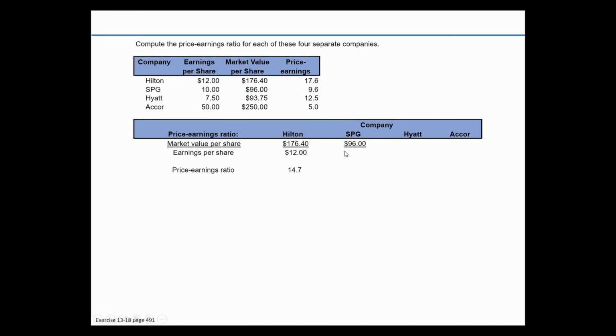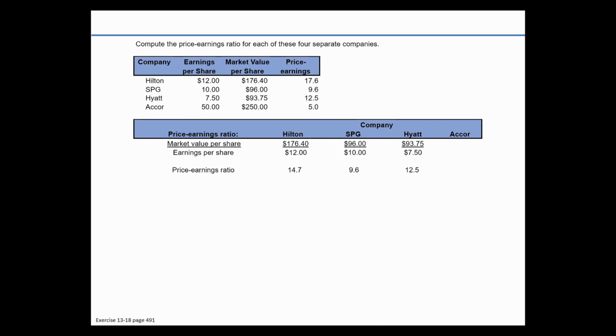For SPG, you have $96, which is the market value per share, divided by the earnings per share of $10. That is 9.6, the price earnings ratio. Then for Hyatt, you have a market value per share of $93.75 divided by the earnings per share of $7.50, which gives you a price earnings ratio of, excuse me, 12.5.